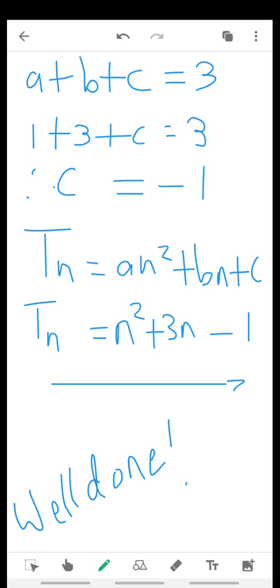The general formula is tn equals an squared plus bn plus c. Substituting, I'm getting tn equals n squared plus 3n minus 1. Well done. Now next.